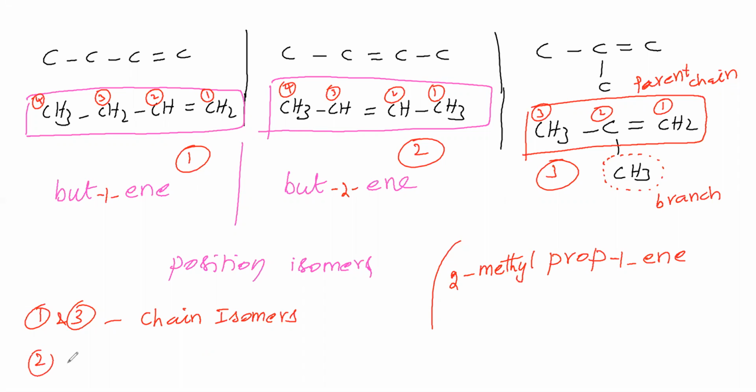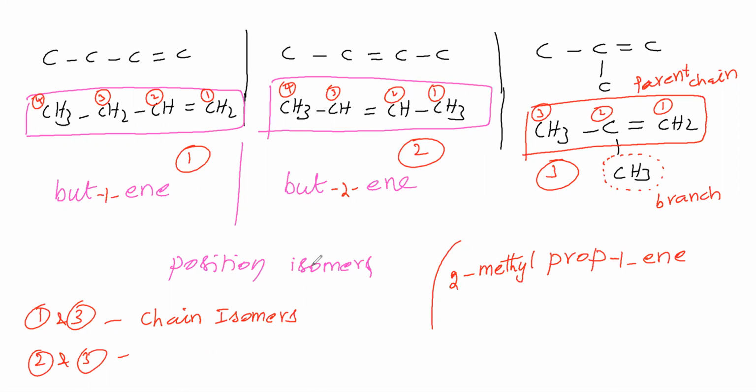Then 2 and 3 we will take. In 2, the parent chain contains 4 carbons. In 3, the parent chain contains 3 carbons. So in 2 and 3, the parent chain contains a different number of carbons. So in 2 and 3, the chain length is different. Therefore, 2 and 3 are called chain isomers.